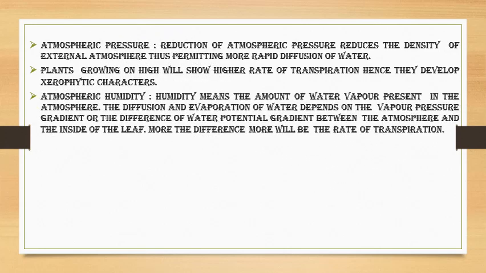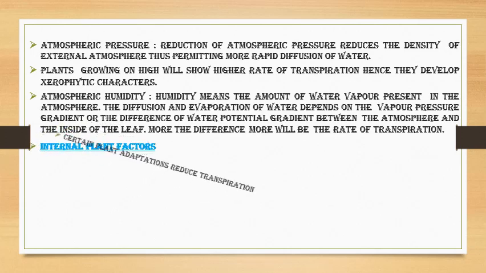Atmospheric humidity. It means the amount of water vapor present in the atmosphere. The diffusion and evaporation of water depends on the vapor pressure gradient, or the difference of water potential gradient, between the atmosphere and the inside of the leaf. The greater the difference, the greater the rate of transpiration.